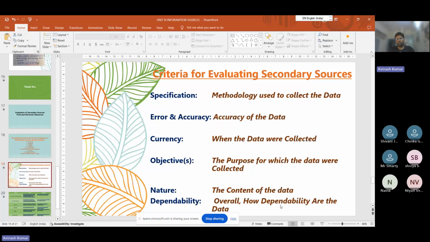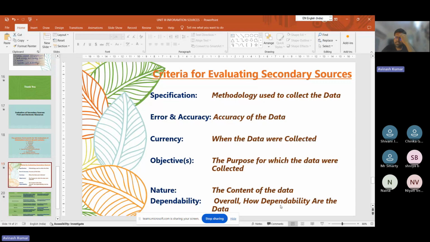Suppose you want data from 5 years ago, then you have to set a limit: I will collect data only from 5 years ago, not 10 or 20 years ago. That data is not relevant for your research. Next is objective: your objective should be clear for the data you are collecting. Nature is the content of the data, and you should understand the nature of the data. And dependability: how dependable is the data.